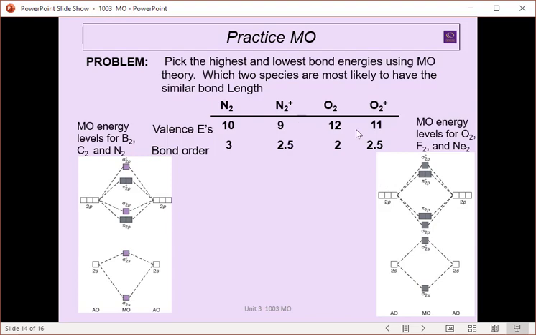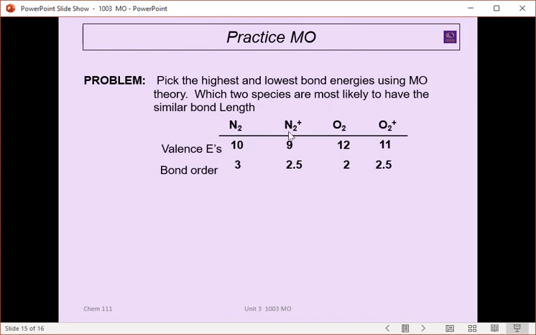So now, according to this, I can interpret on the chart. Okay, I've now created this little chart that says here's the bond order. And so pick the highest and lowest bond energies. The high bond energy is the strongest bond, which is the triple, followed by the N2 cation and the O2 cation being very equivalent, followed by O2 being the weakest. That's in terms of bond energy. And then what two species are most likely to have a similar bond length? N2 cation and O2 cation.